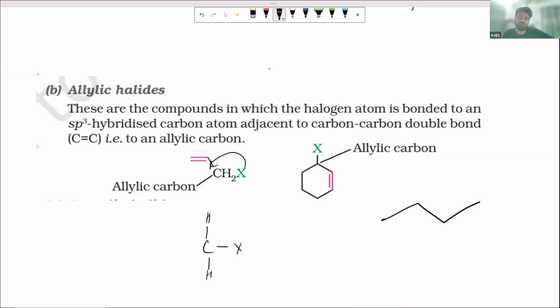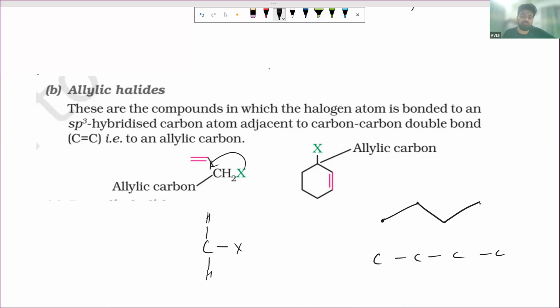For example, concentrate here. What is this? This is one carbon here, one carbon here, one carbon here, one carbon. So it is a 4 carbon chain. And we don't write carbon and hydrogen. Other elements are mentioned if they are there.